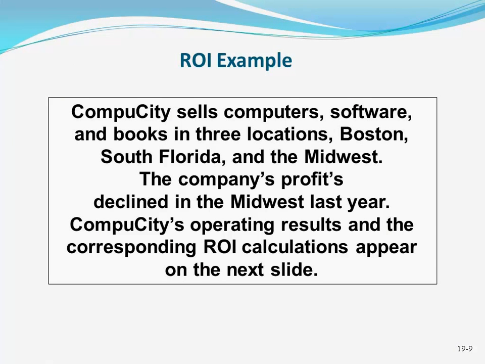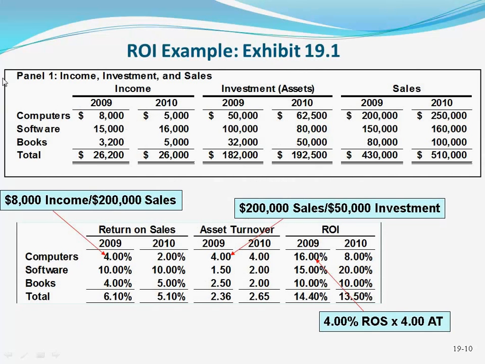Okay, let's go through the ROI numerical example first. So we have a company called CompuCity, and that company sells three types of products classified as computers, software, and books, and it sells them in three locations: Boston, South Florida, and the Midwest. So let's look at the numbers by products. In this exhibit, panel 1 gives you the raw data.